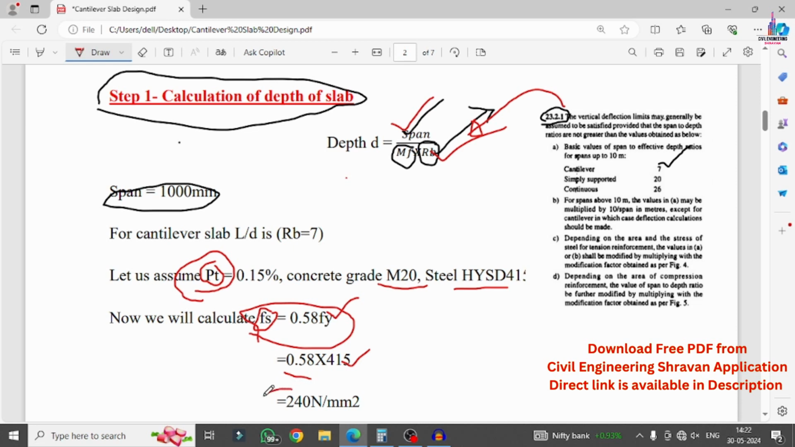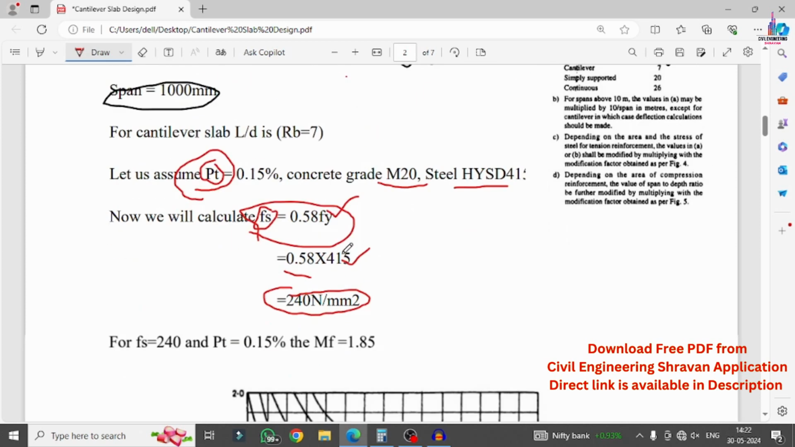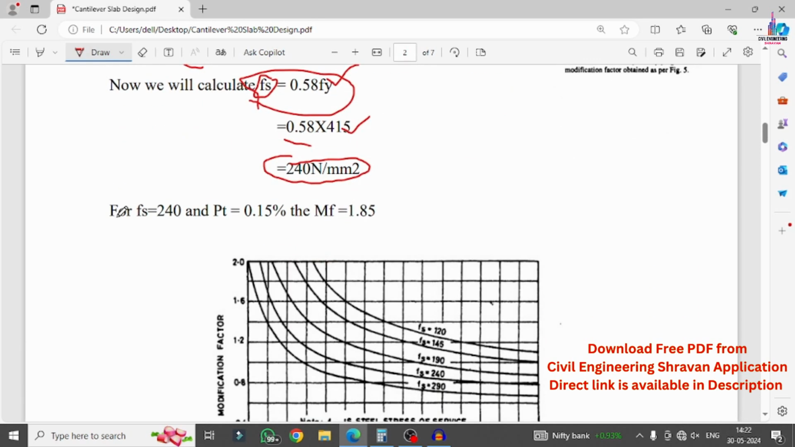This 240 Newton per mm square is the value we have to consider for Fs. This is the first step, related to calculation of the Fs value for determining the modification factor. Then we have to go to the curve based on the Fs value of 240 and the percentage of steel 0.15, to find the MF value, which is the modification factor.